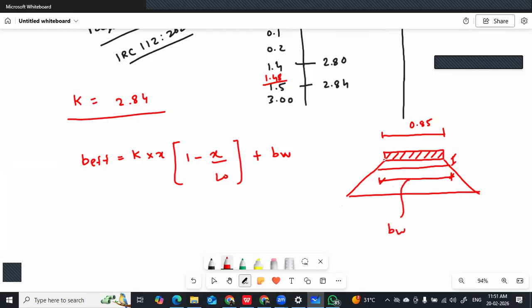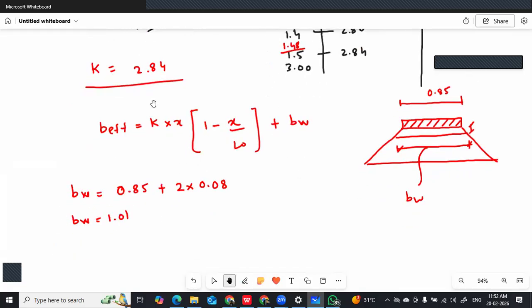So you only have to add 0.08, 0.08. So BW equals 0.85 plus 2 into 0.08. I have not taken the depth of the slab because we are not finding the total dispersion. BW is the dispersion of single track up to the wearing coat only. That is why we have only taken the depth of the wearing coat. So BW value is 1.01. Now we have got all the values.